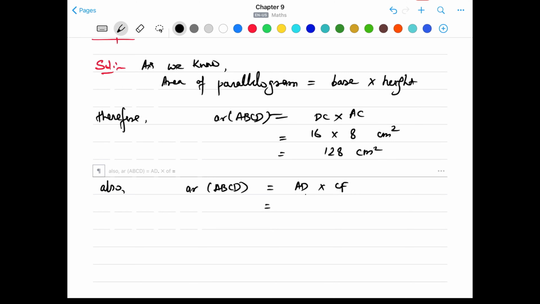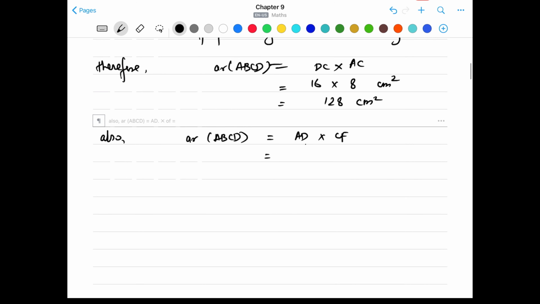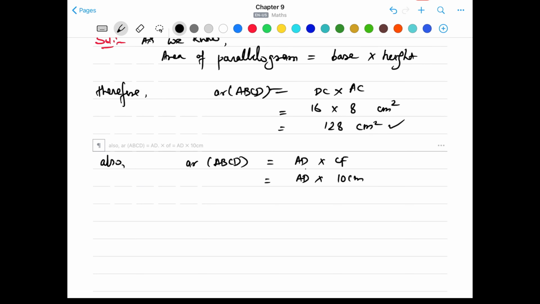We have to find the length of AD, while we are given the length of CF as 10 centimeter, and we have already calculated the area of the parallelogram ABCD as 128 centimeter square. So we are going to use that here. From here AD will be, this 10 will be shifted to the left hand side, so this will be 128 centimeter square divided by 10 centimeter.